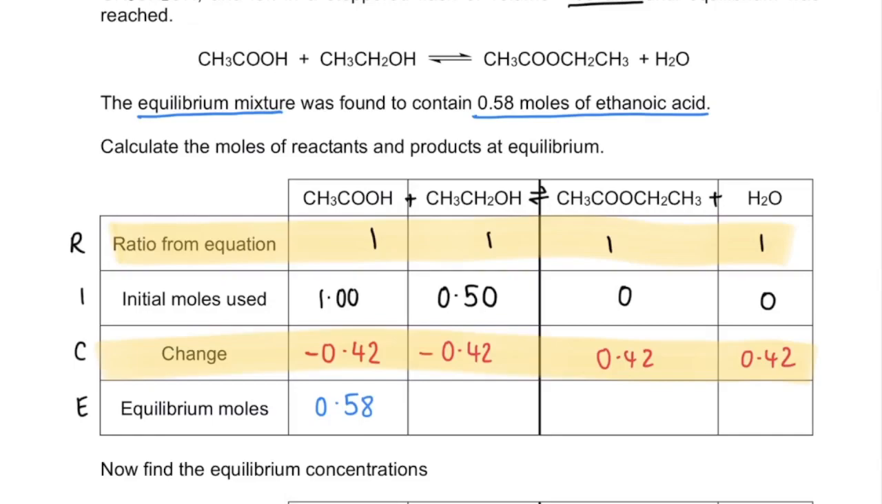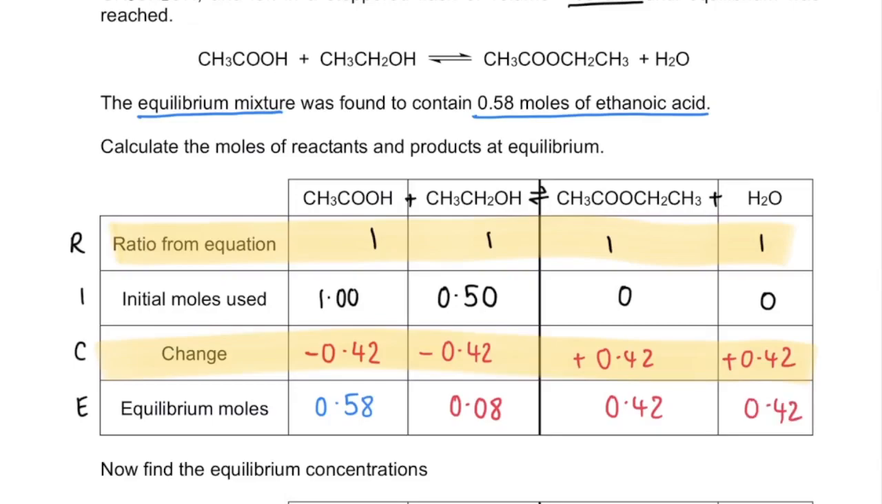Remember, reactants go down and products increase. So we're going to put a minus on the reactant side and a plus on the product side. We're going to apply that to the initial amount to find the equilibrium amount. So we end up with 0.08 here, 0.42 here, and 0.42 here. We've now got the equilibrium moles.